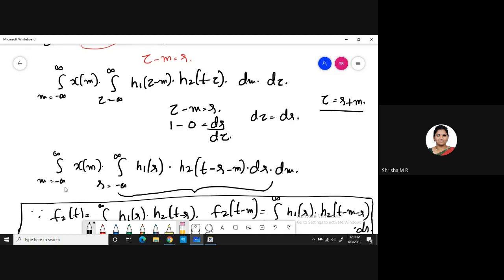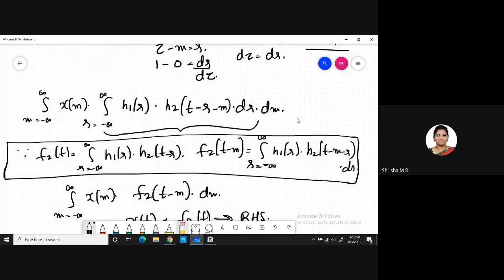So integral m equals minus infinity to infinity x of m into integral r equals minus infinity to infinity h1 of r into h2 of t minus r minus m. We are replacing tau minus m with r, and in place of tau we are putting r plus m. So t minus of r plus m, or t minus r minus m, into dr, because d tau is replaced with dr, and dm is as it is.